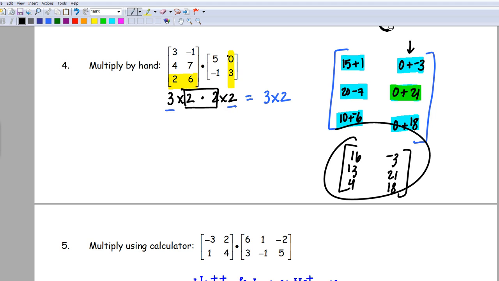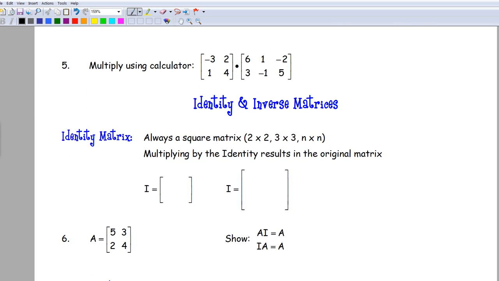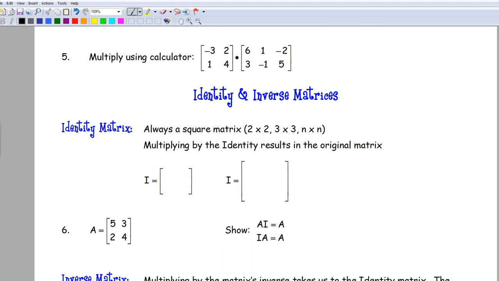All right, so that was just great. I know that was joyous. You really enjoyed that experience. But now we're going to do this with our calculator. So, really quickly, let's just make sure this can be done before we spend the time typing everything in. A 2 by 2 and a 2 by 3. Yes, we should end up with a 2 by 3.